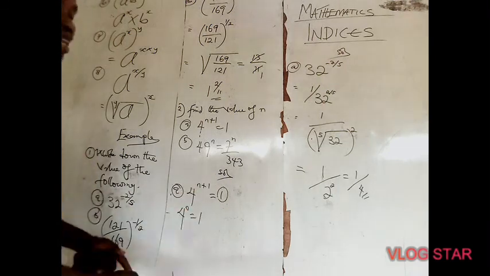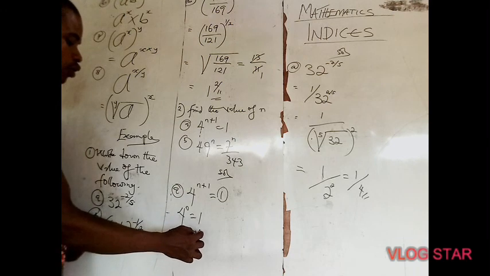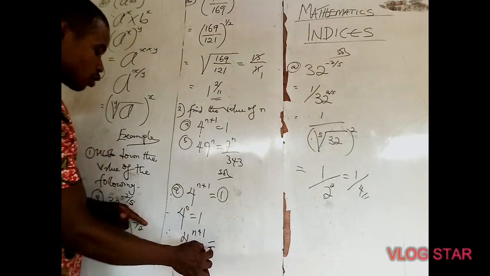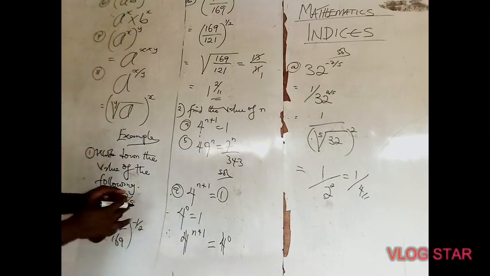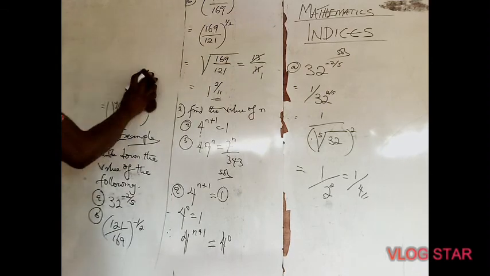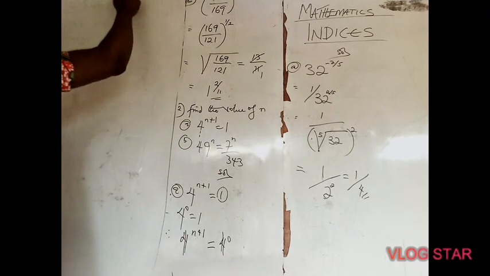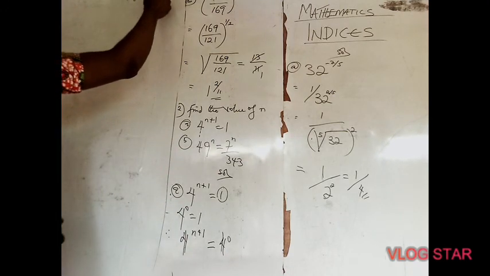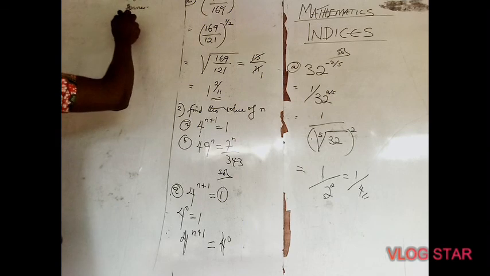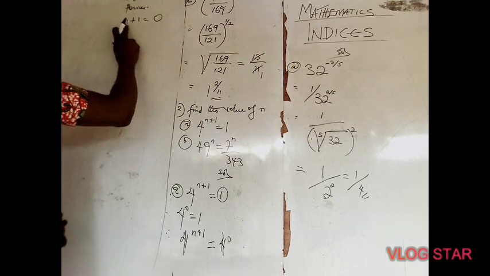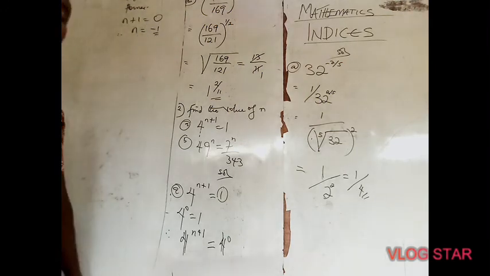So what we're going to do is just exchange the position. You substitute, that will be 4 raised to power n plus 1 is equal to 4 raised to power 0. Because the bases are equal, you can easily cancel out the base and then you equate the power. So that will be n plus 1 is equal to 0. Therefore, you make n the subject of the formula, so n is equal to, when plus 1 crosses the equality sign, it changes to minus 1. So n here is equal to minus 1.